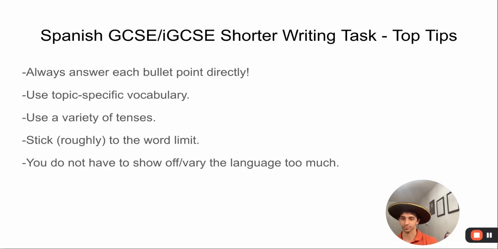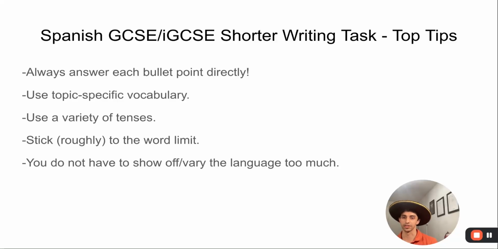Use topic-specific vocabulary as well. That can be important. You do not have to vary your vocabulary as much, or grammar for that matter, in the shorter writing task as you do for the longer writing task. But particularly if you're writing on a topic area which has plenty of topic-specific vocab, this tends to vary. Certain topic areas such as the environment, even though it's arguably the hardest for most students, actually have a lot of topic-specific vocabulary. So if you do know some of those words, it can definitely be beneficial to throw those in, even in the shorter writing task too.